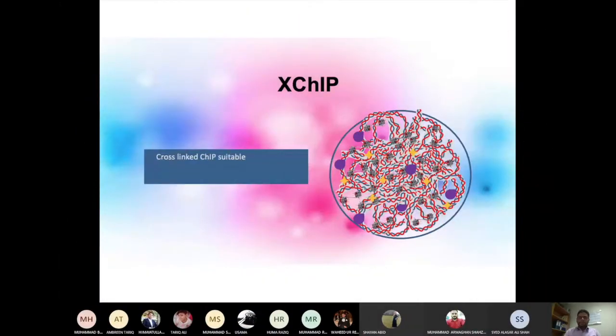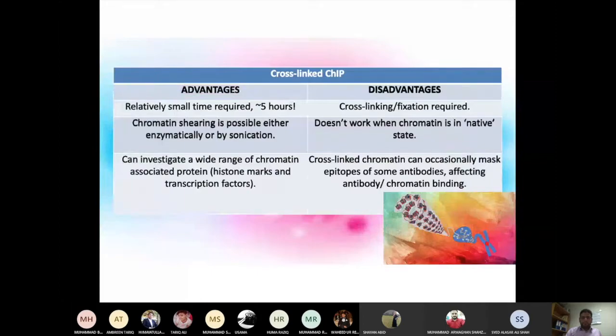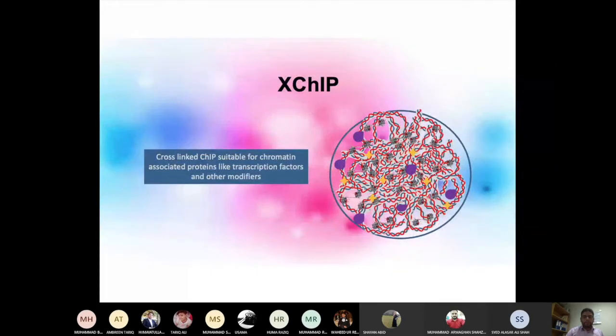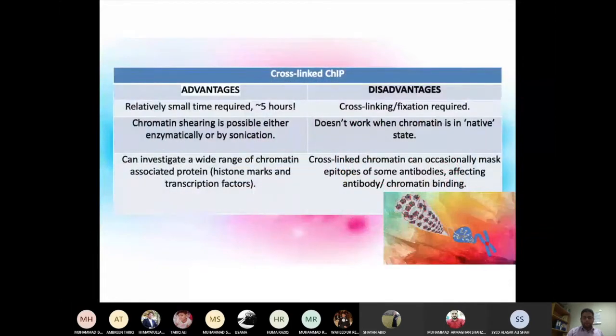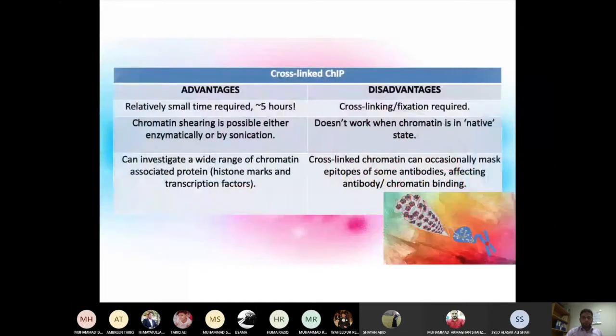The other technique is called cross-linked ChIP, or XChIP, which is suitable for proteins that are not directly bound to the chromatin but are associated proteins in the chromatin. For example, some transcription factors and other modifying enzymes: you could be interested in knowing the nature of their interaction with the chromatin.